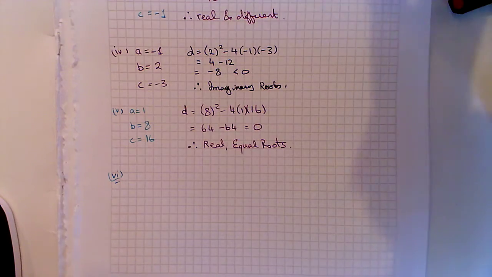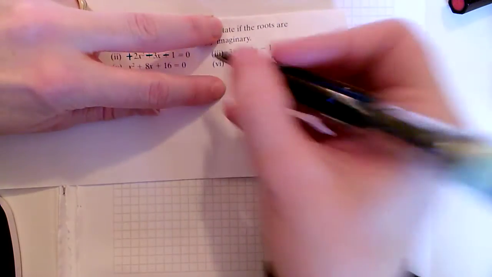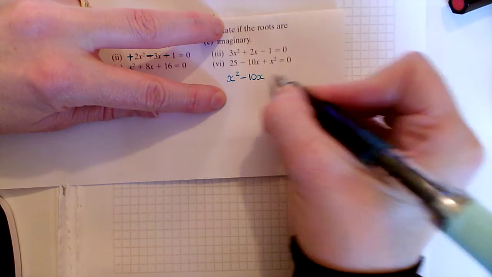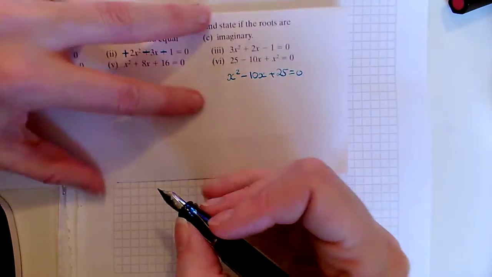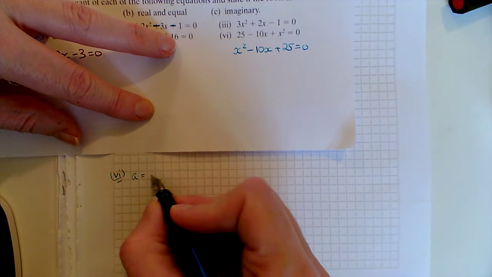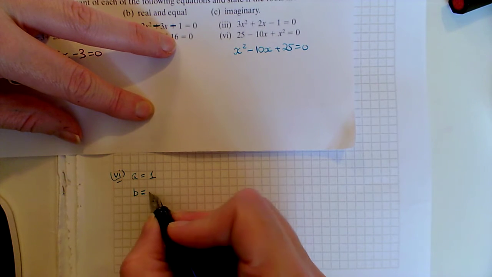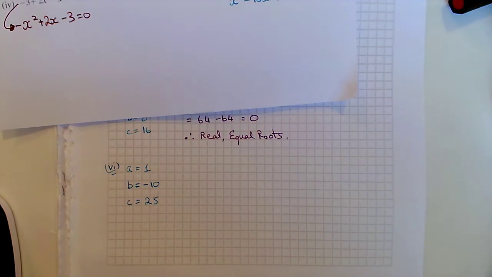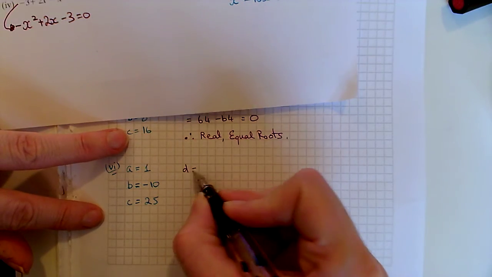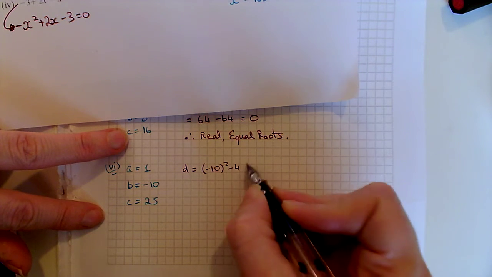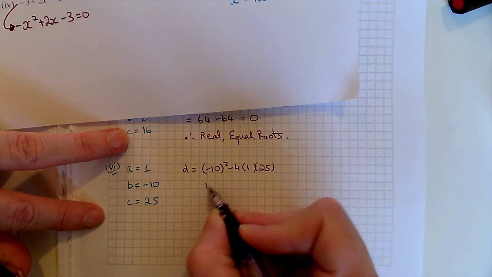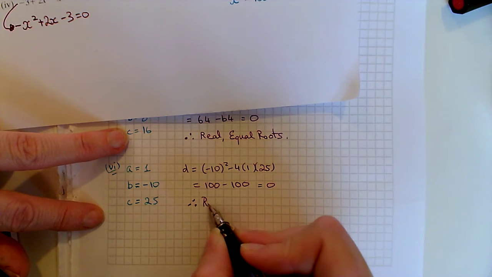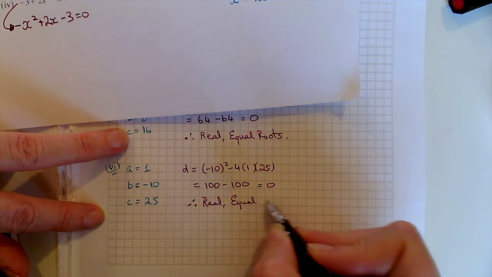Part 6. Again, they've written it not in the order that we expect, so let's rewrite it. X squared minus 10x plus 25 equal to 0, meaning that A is equal to 1, B is equal to minus 10, and C is equal to 25. And when I fill into my discriminant formula, I get B squared minus 4AC, and that's 100 minus 100, which is 0. So again, we have real equal roots.